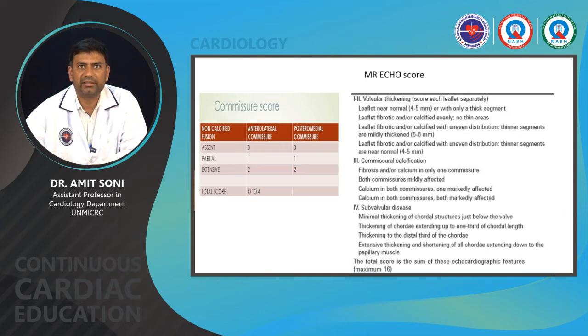And third is the commissural calcification. Fibrosis or calcification, only one commissure. Second is both commissures mildly affected, calcium in both commissures, one markedly affected, and calcium in both commissures both markedly affected. And fourth is the subvalvular disease. Minimal thickening of chordal structures just below the valve, thickening of the chordae extending up to a third of chordal length, thickening of the distal third of the chordae, and extensive thickening and shortening of chordae extending down to the papillary muscle. So total score is the sum of the echocardiographic features. Its maximum is 16.